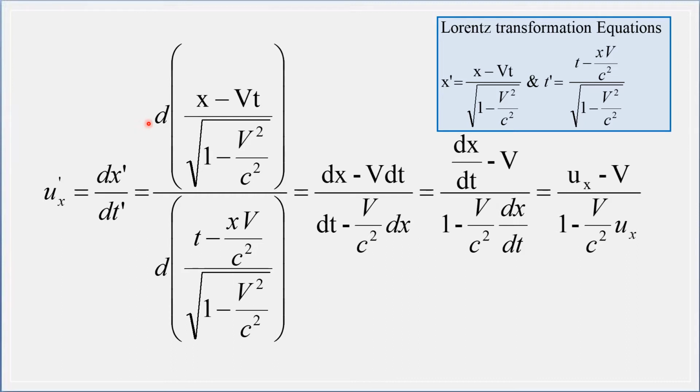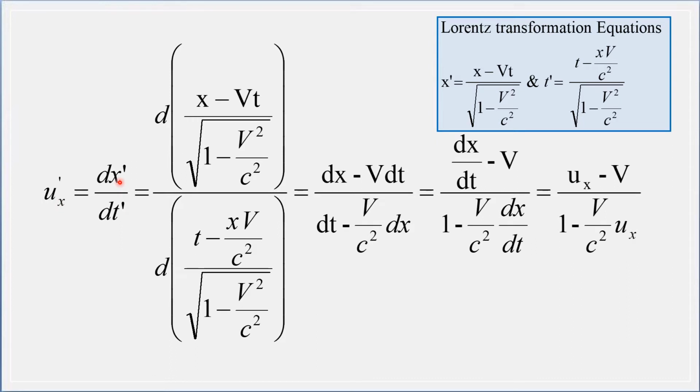First we'll try to calculate the Lorentz velocity equation along the x-axis. So we require two equations of the Lorentz transformation: x' equal to (x minus vt) divided by root of 1 minus v squared by c squared, and t' equal to (t minus xv by c squared) divided by root of 1 minus v squared by c squared. When you differentiate x' with respect to t', dx'/dt', that is nothing but ux', the velocity observed in the second frame along the x-axis.